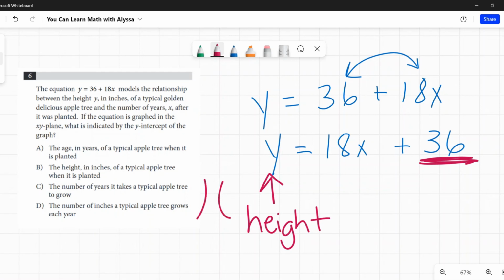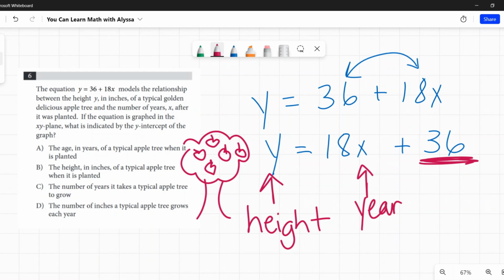We've got these trees that have apples. It looks like a face. That was not intentional. Okay, so we have a tree that has apples, and y is the height. And x is the number of years after it was planted. It's telling us how tall these trees grow.